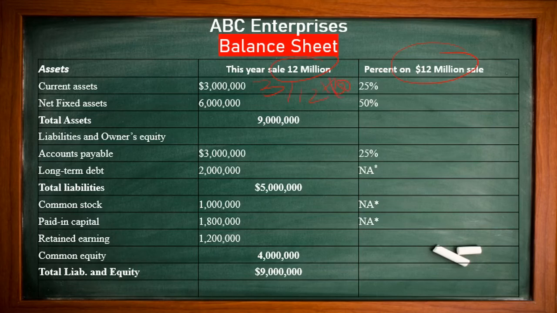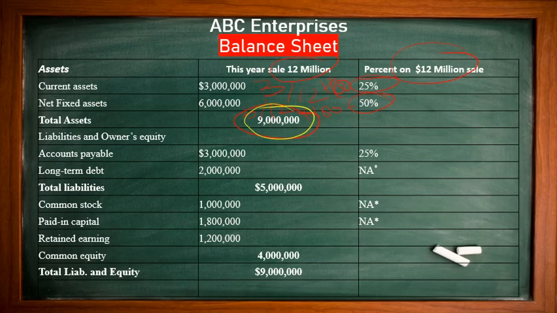So we get 25%. In the same way, we can use 6 million divided by 12 million and multiplied by 100, and we get 50%. So it means current assets are 25% of sale and fixed assets are 50%. And we also know that total assets are 9 million.